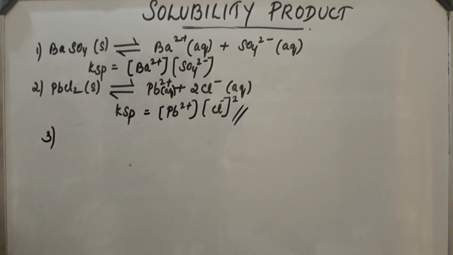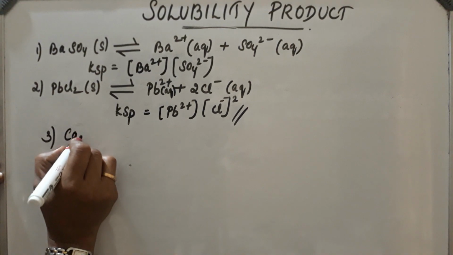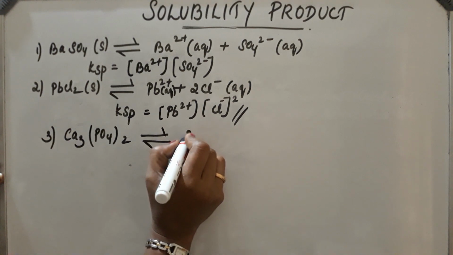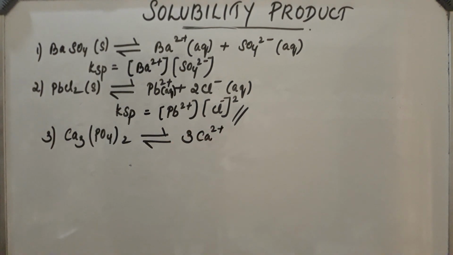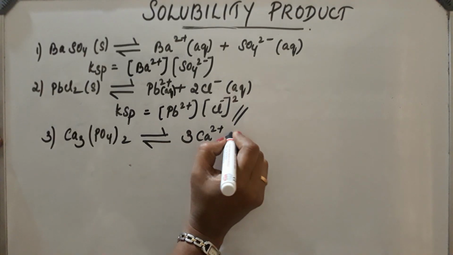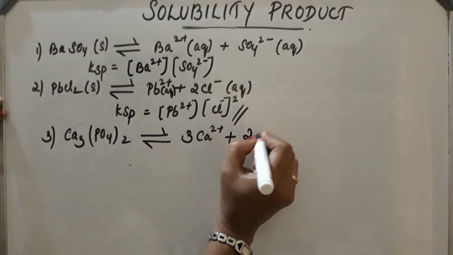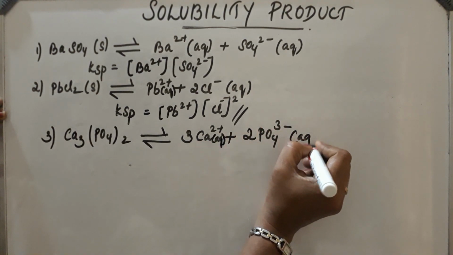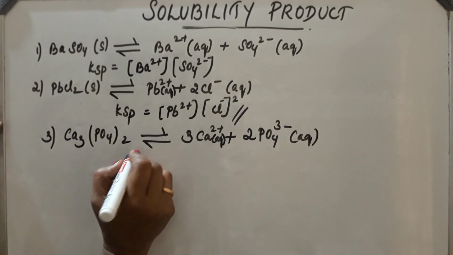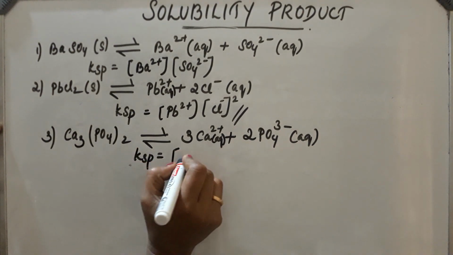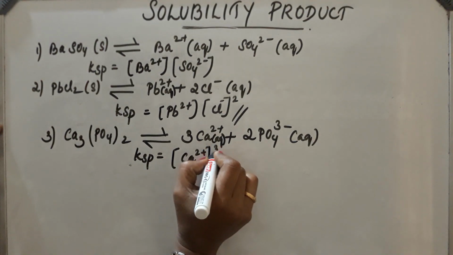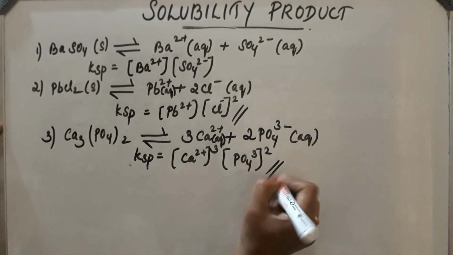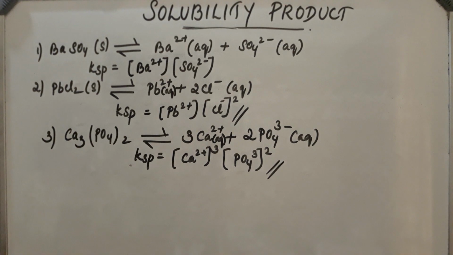Now, third type, calcium phosphate, Ca3(PO4)2 in this case. What will be the equation? 3Ca2+ and 2PO4 3-. So, solubility product KSP will be equal to concentration of Ca2+ whole raised to 3 times concentration of PO4 3- whole raised to 2. So, this will be the solubility product of Ca3(PO4)2.